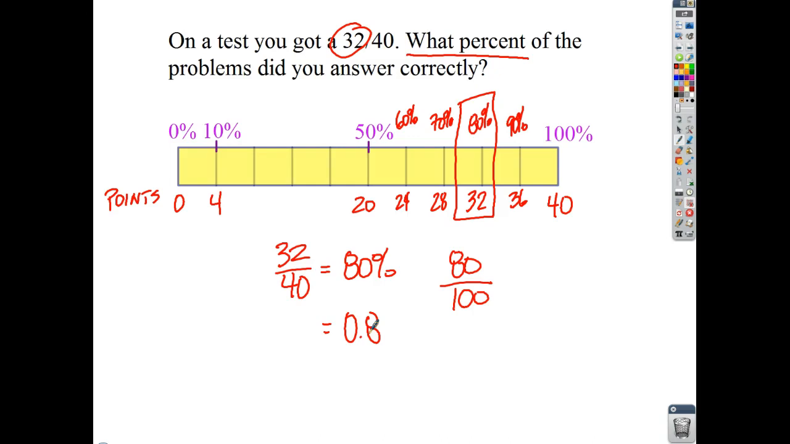All right. You could have also simplified, right? We know 32 out of 40. Both of these are divisible by 4, so if I divide this by 4 and I divide this by 4, I get 8 out of 10. Well, 8 tenths is the same as this. You can change that to 80 hundredths, which is 80 over 100, which is the same as 80%.